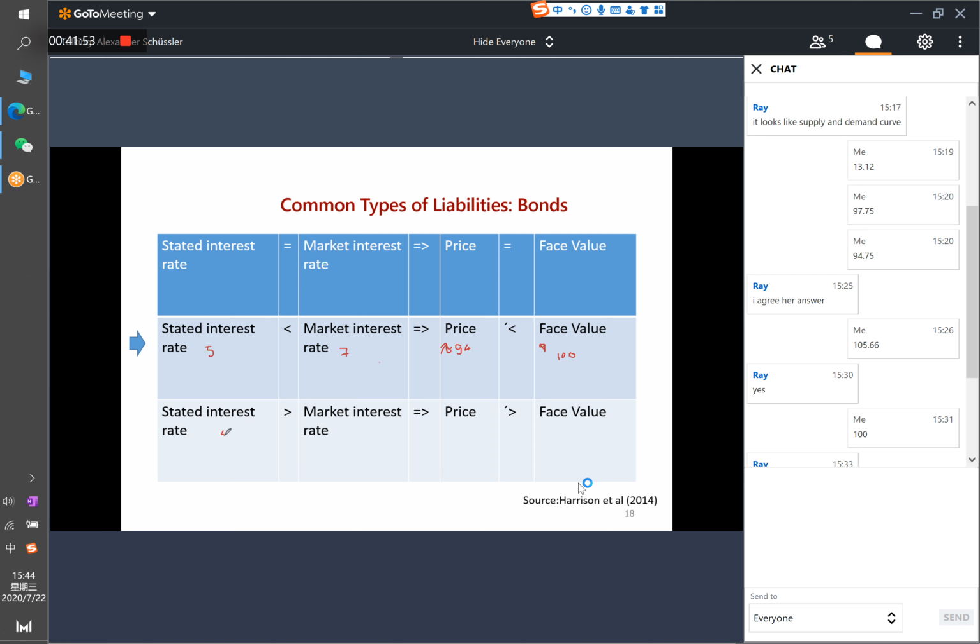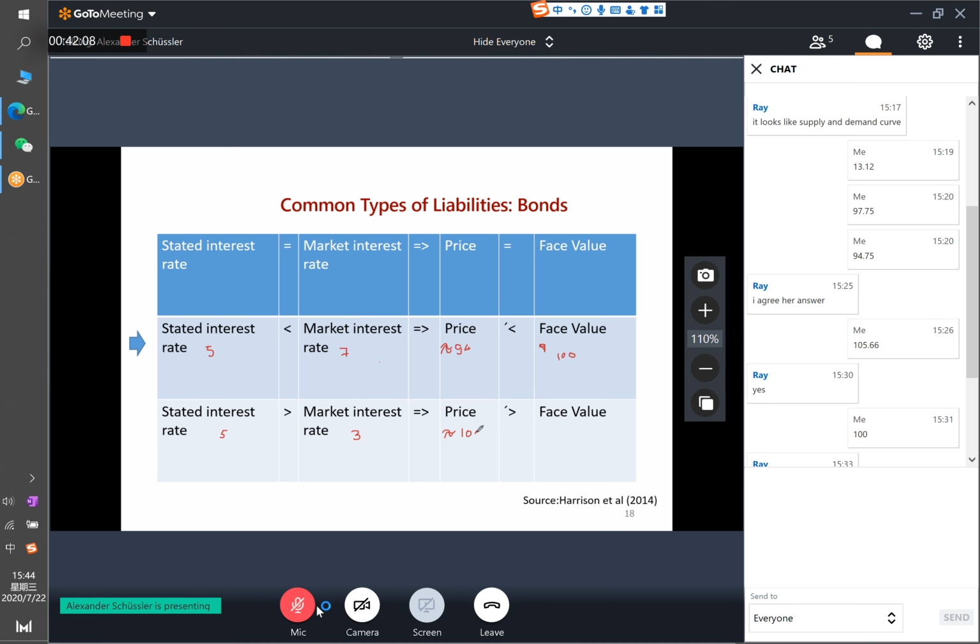And here it was the other way around. The stated interest rate was 5. The market interest rate was 3, I think. And the price was about 104 or 105. I don't remember exactly. 104 was it? 105. Okay, 105. So it is higher than the face value.